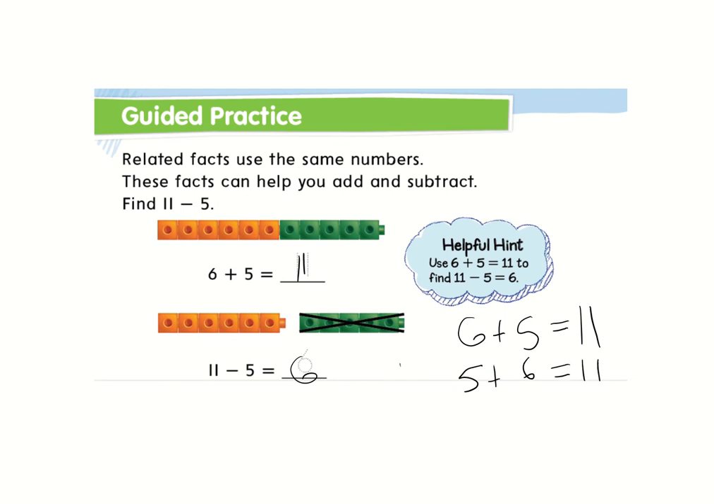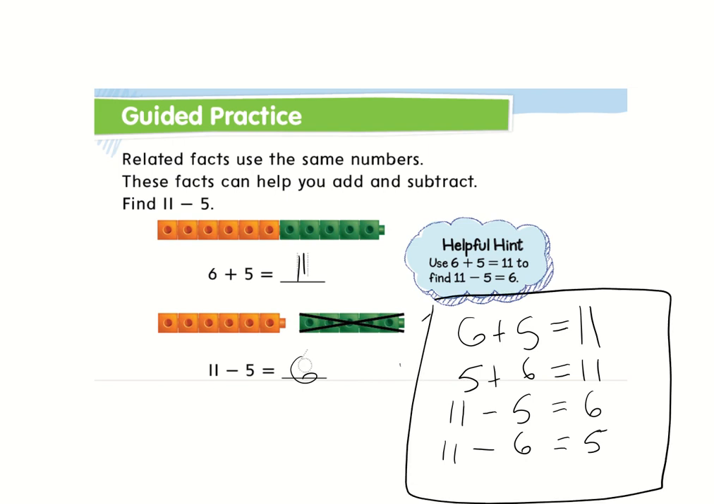Notice where my answer is here, boys and girls. I always have the bigger number on one side when I do my addition. That's always after the equal sign by itself. When I do subtraction, I'm going to go 11 minus 5 equals 6 because I figured that one out. And when I do the flip-flop of this one, boys and girls, I'm going to do 11 minus 6 equals 5. So this right here is actually called also a fact family.